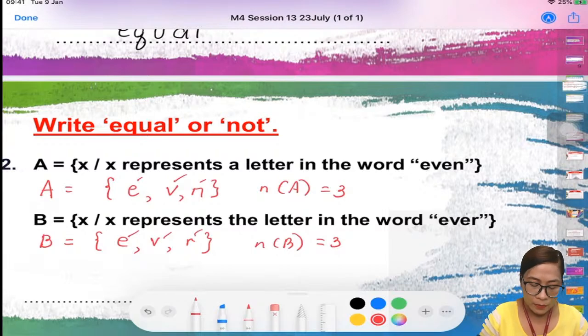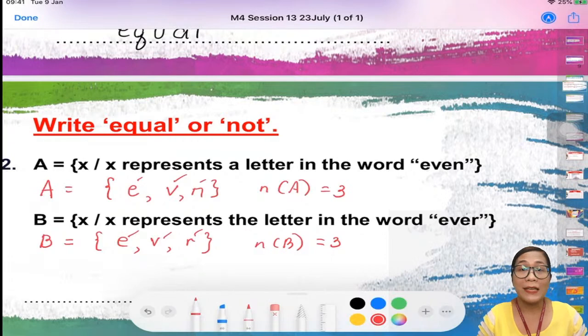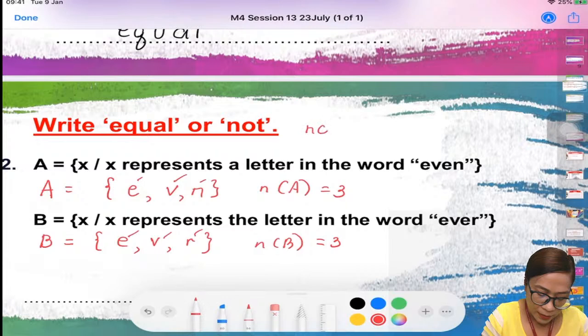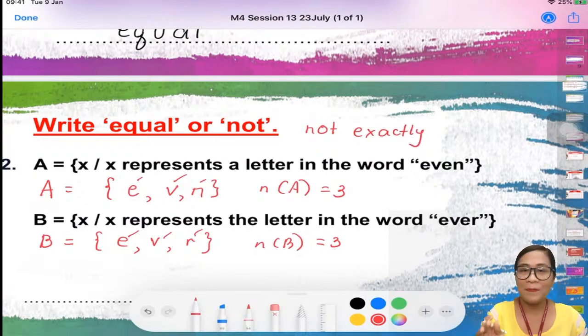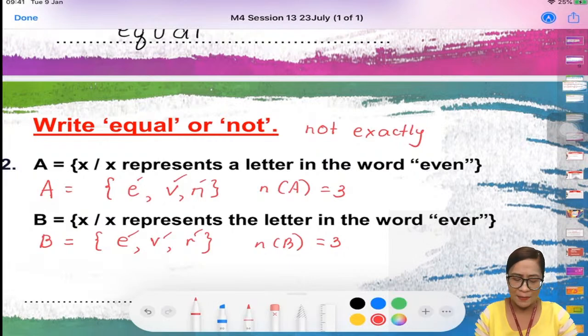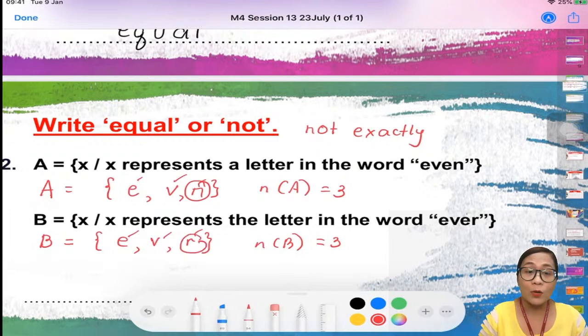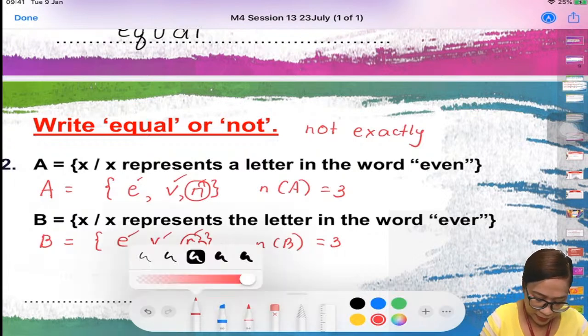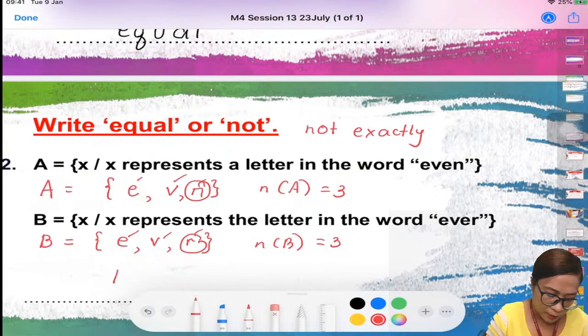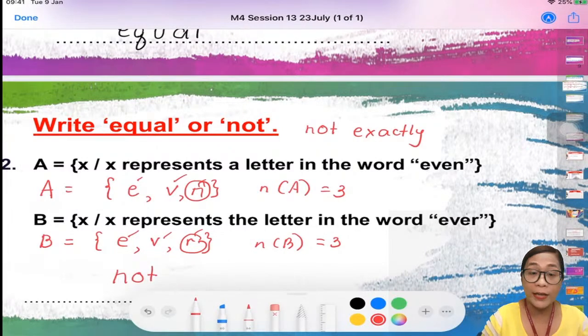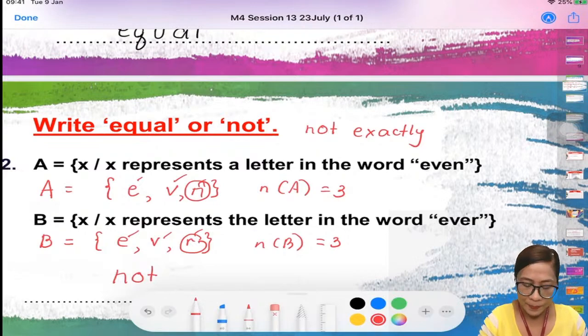So number 2, what can you say about number 2, students? If you answered not, they do not have exactly the same elements, because of N and R. So what is the answer? If you guessed the answer, that's correct. The answer should be not equal. So just write the word not.